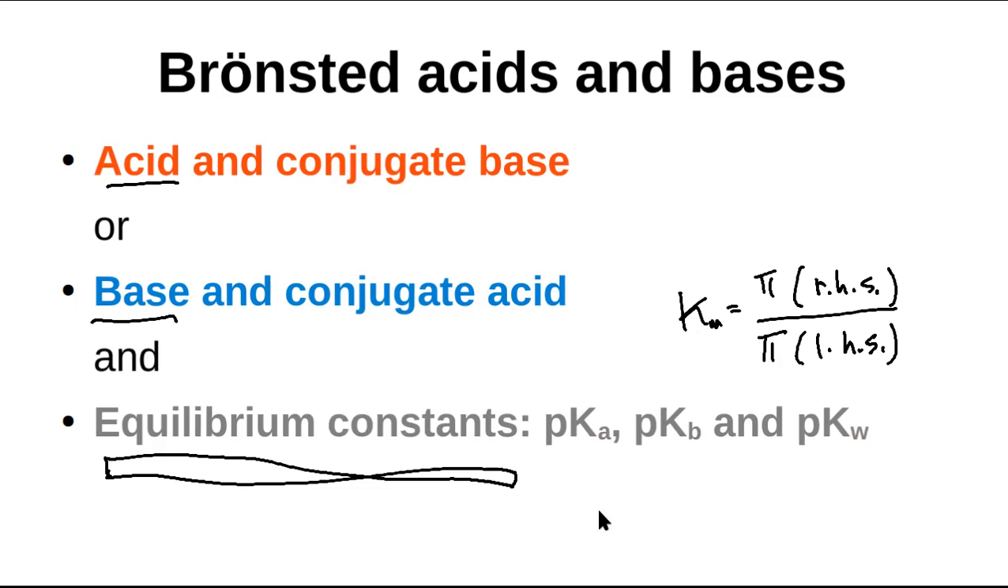Sometimes you don't report the actual equilibrium constant, but you report the logarithm or the negative logarithm of it, and this is indicated with the letter P here.